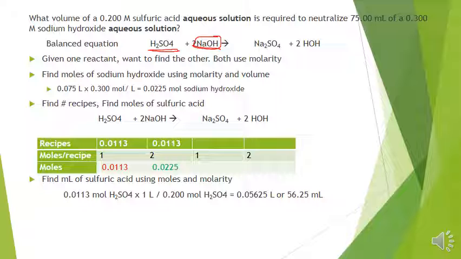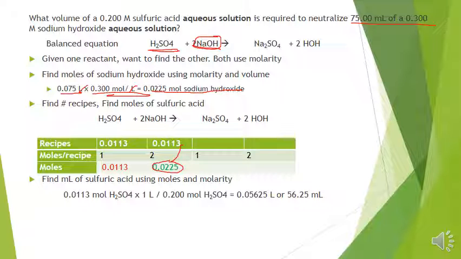So what we need to do is find out how many moles we have. This is a solution, so use molarity: 0.075 divided by 1,000 to get liters, times the molarity. When you do that, the liters cancel out, and you end up with 0.0225 moles of sodium hydroxide. So that goes right here.